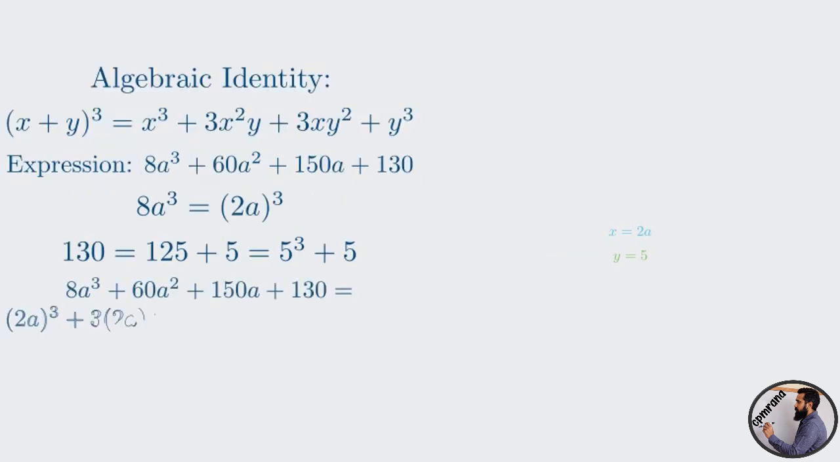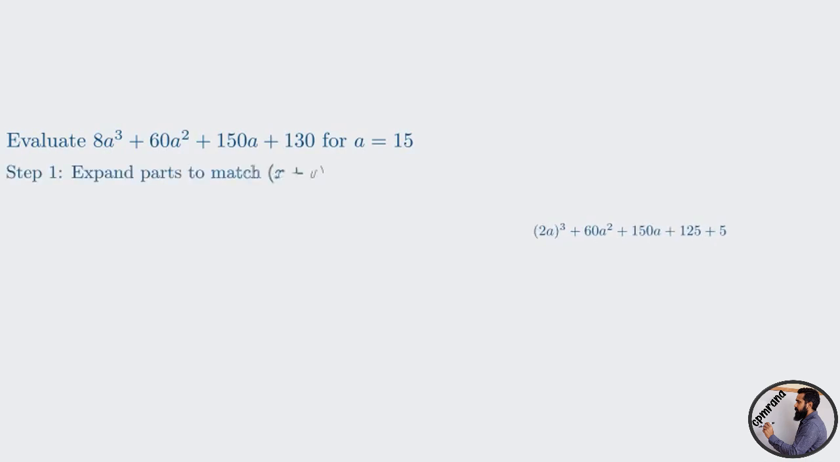We can now see how the middle terms fit. 3 times 2a squared times 5 gives 60a squared, and 3 times 2a times 5 squared gives 150a. Now, let's rewrite the entire expression to see if the middle terms match our identity. We start with the original expression. We replace 8a cubed with the quantity 2a cubed, and split the 130 into 125 plus 5.